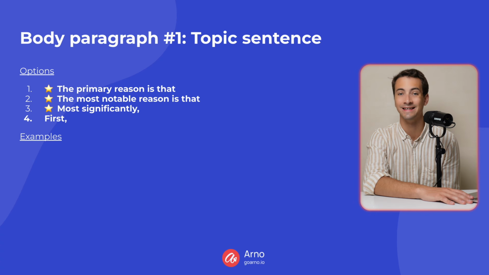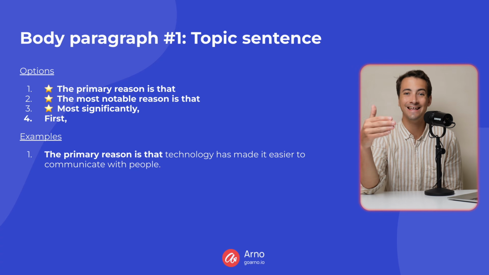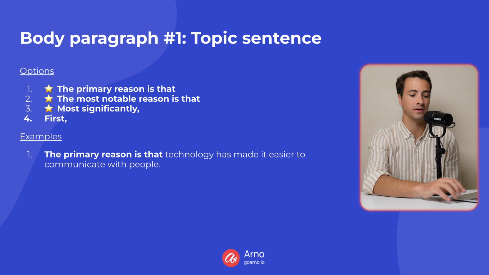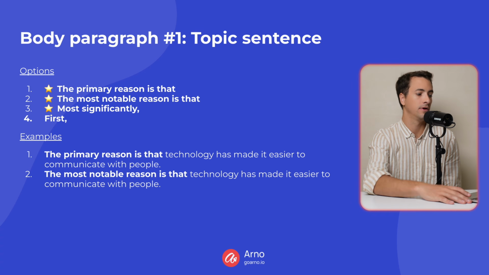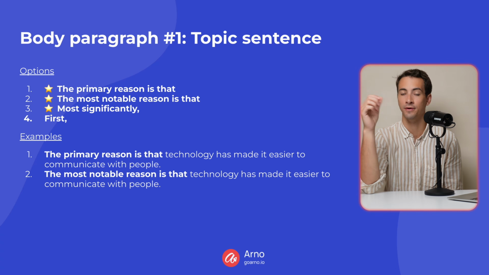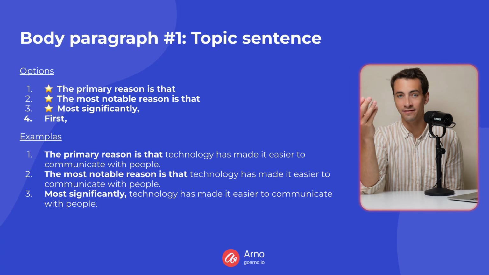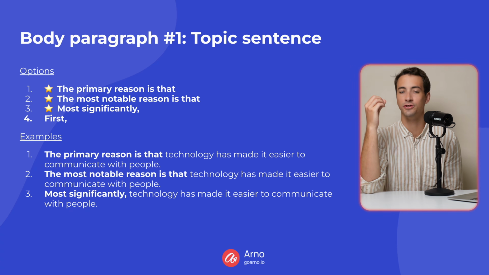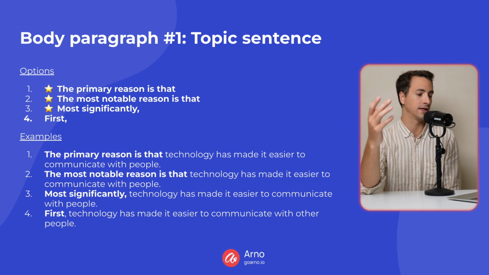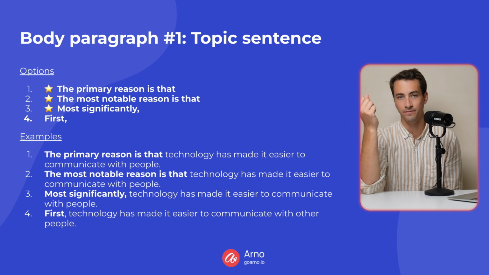So here are examples of how to use each one. "The primary reason is that technology has made it easier to communicate with people." "The most notable reason is that technology has made it easier to communicate with people." Number 3, "Most significantly, technology has made it easier to communicate with people." And finally, "First, technology has made it easier to communicate with people."